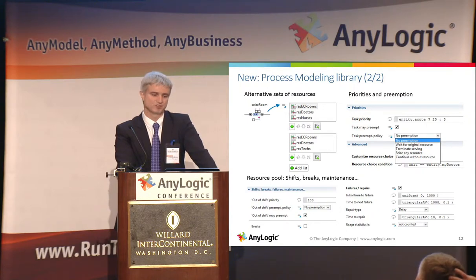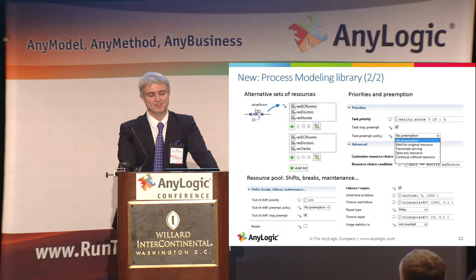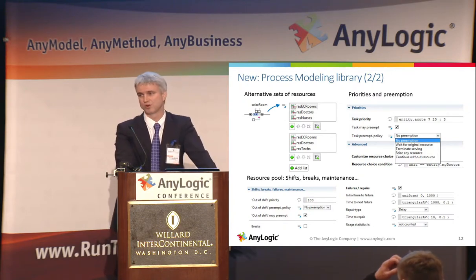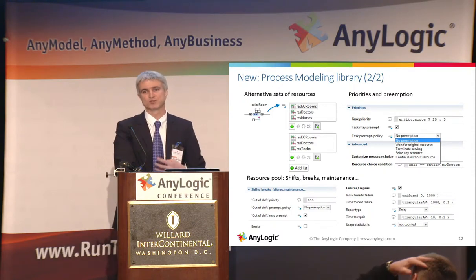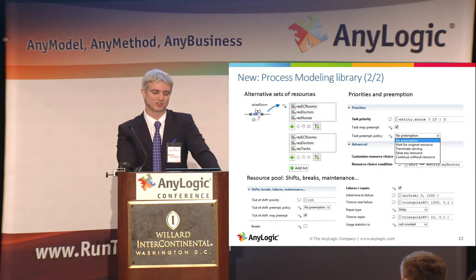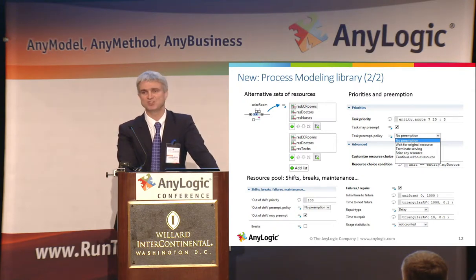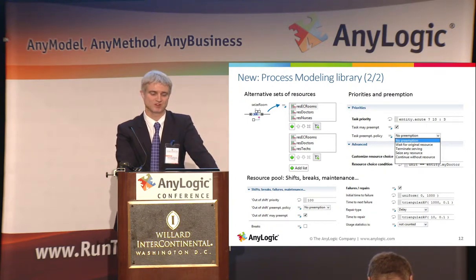Another part of the discrete event model enhancements is alternative sets of resources. An entity can request, for example, a room, a doctor, and a nurse, or alternatively, if this set is not available, an entity can request a room, a doctor, and a technician, and so on. So you are allowed to specify alternatives when an entity wants to seize resources. And similar stuff, priorities and preemption, various policies related to that. Shifts, breaks, maintenance, all that is now a part of the seize and resource pool properties. So we did a lot of work on making the resource management as flexible as possible so you can model processes of any kind of complexity.